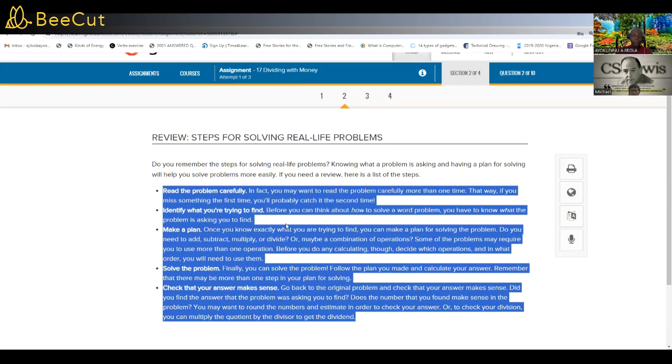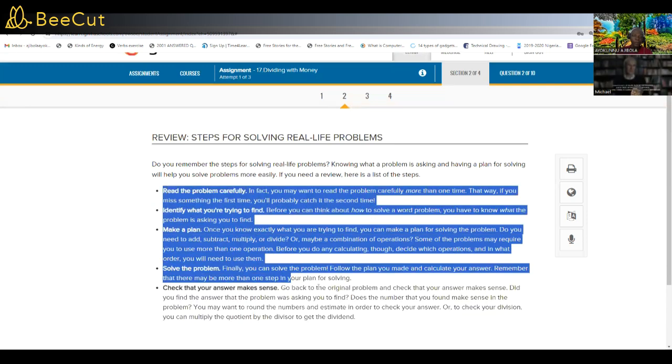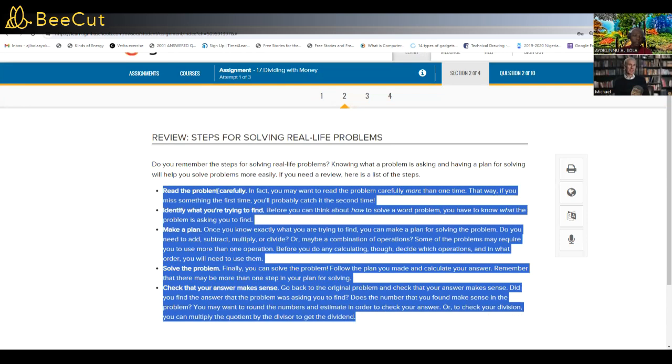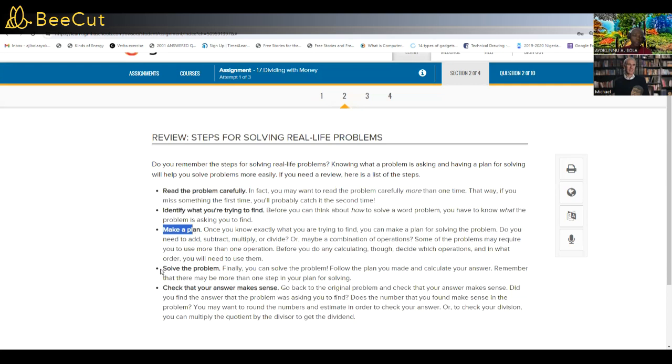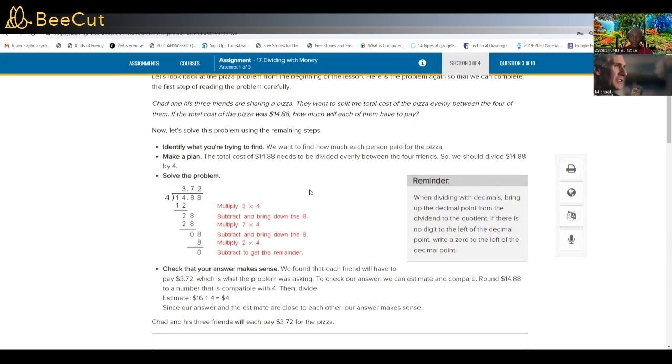Is that clear? When you watch this, you can pause and read all of this. It says: read the problem carefully, identify what you're trying to find, make a plan, solve the problem, and check your answer to see if it makes sense. The way I did it, I checked the answer and we could see that it makes sense. And this is what they have done here.